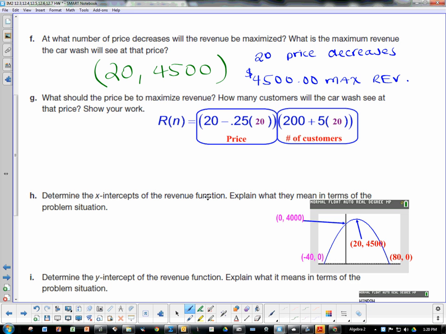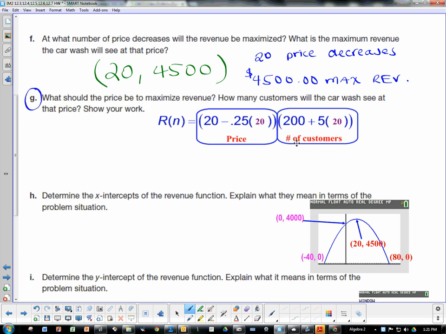Coming back to this video right now, at the end of the day, we're working on G here. It says, what should the price be to maximize the revenue? So we're wondering what the price will be, and then how many customers will the car wash see at that price? Show your work. I'm hoping that you can understand that in our R of n function, in factored form, this part here was dealing with the price. This was the number of price reductions. And that this 200 plus 5n was our number of customers.